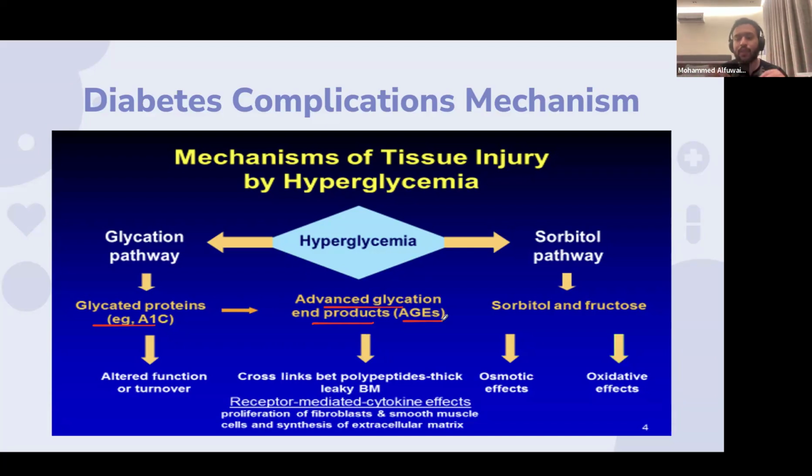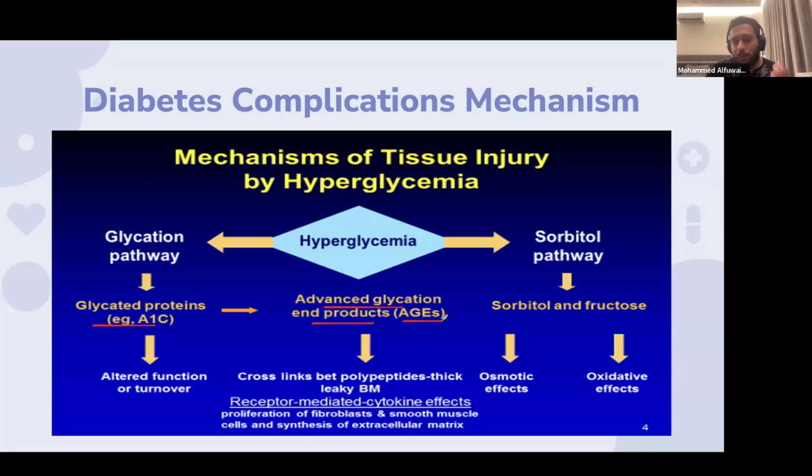The next thing is sorbitol. Glucose can be converted to sorbitol, and sorbitol has an osmotic effect. The most important thing is the osmotic effect. So if sorbitol accumulates in the eye, in the lens, it can form a cataract, for example. That's a very important complication of diabetes. So these are the pathways.